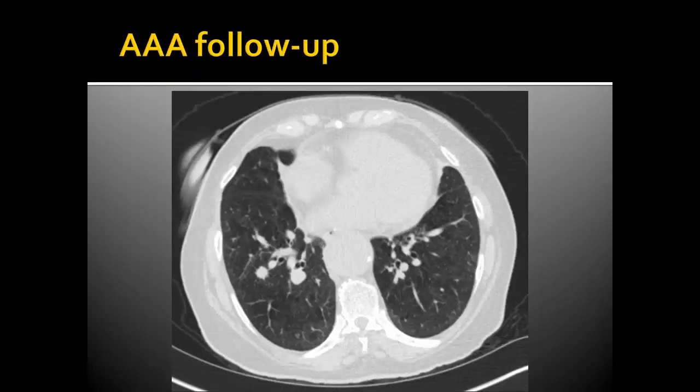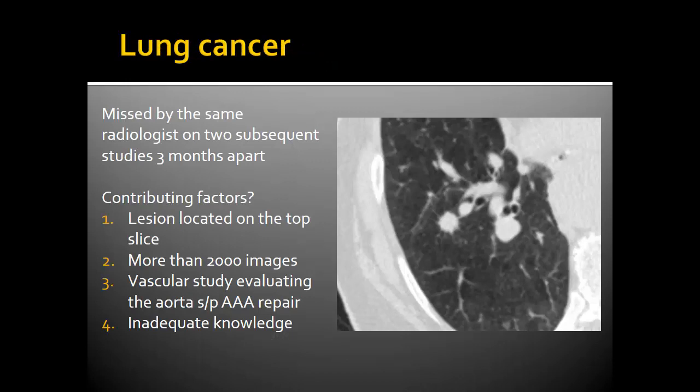The next case is a patient who gets CT imaging for follow-up of an abdominal aortic aneurysm. The interpreting radiologist missed a spiculated lung nodule in the right lung base representing cancer. This finding was missed by the same radiologist on 2 subsequent studies 3 months apart.